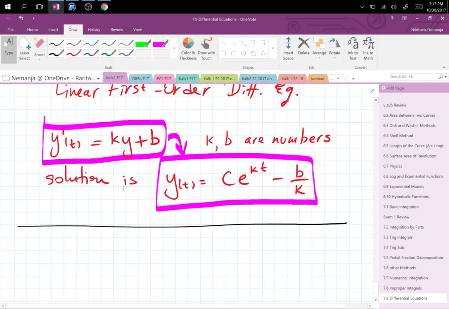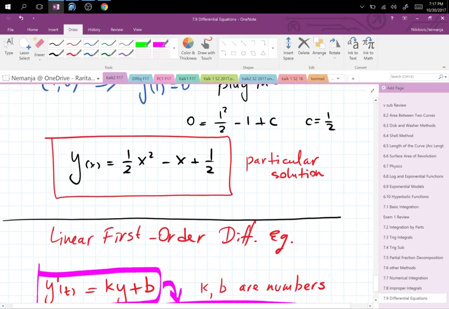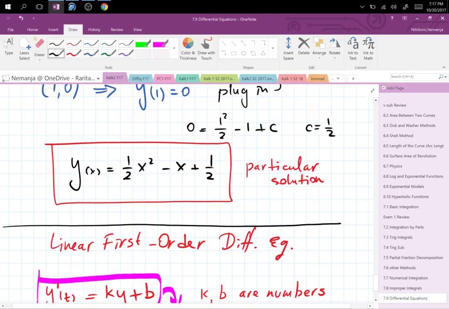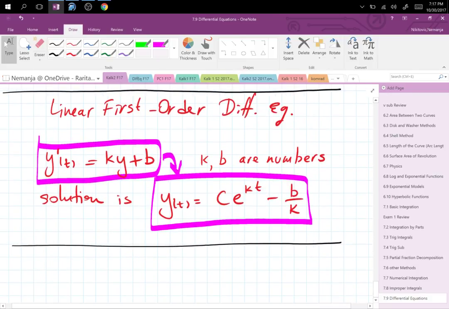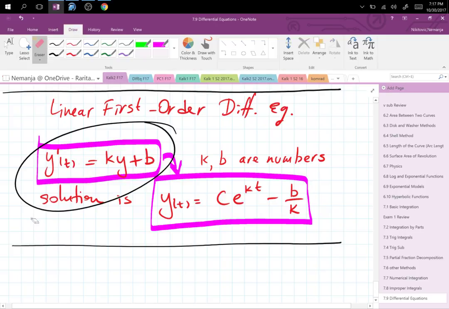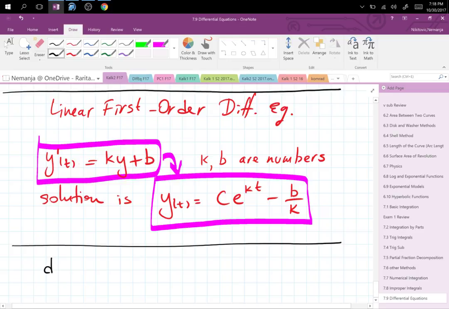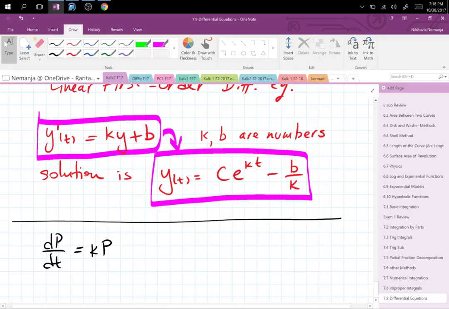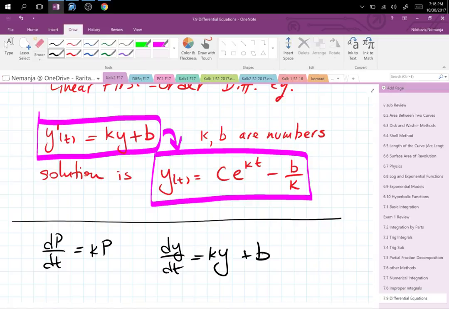So in that last situation, y was just x. No, y is y, x is x. No, from the very top. Over here, we had dp dt is equal to kp. Now you replace p with y, so dy dt is ky, and then you add plus b to it. Abundance of food, let's say.